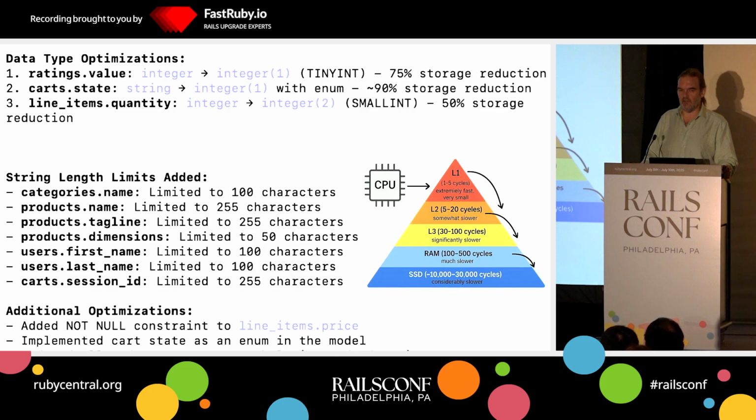So this is the result. And you can see the rating is now a tiny int, and we save 75% of storage. The state, same thing here, 90% of storage saved. Line items quantity, small int, 50%.